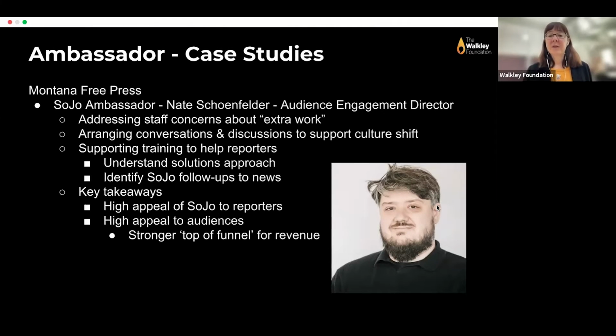Arranging the conversations and discussions to support a shift in culture, supporting the training, and also thinking about what are the key takeaways. So understanding that there's actually a high appeal of solutions journalism to reporters and capitalizing on that across the business, and also the high appeal to audiences. They've found that it has led to a stronger top of funnel for revenue. So making that clear across the business has been part of his role.